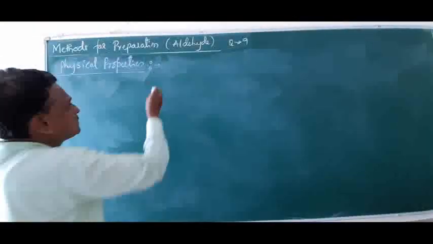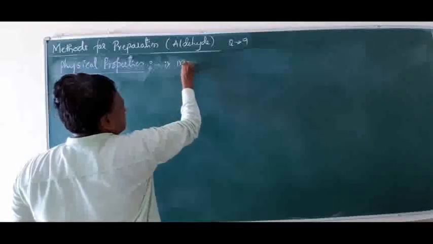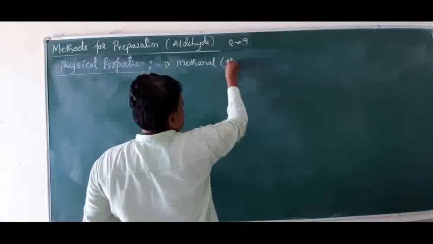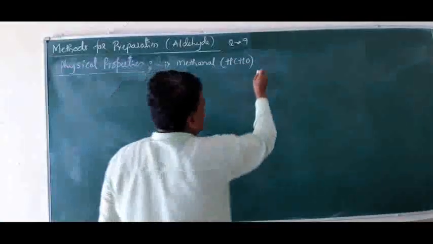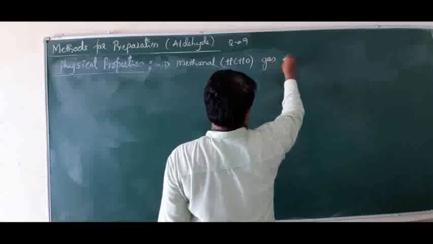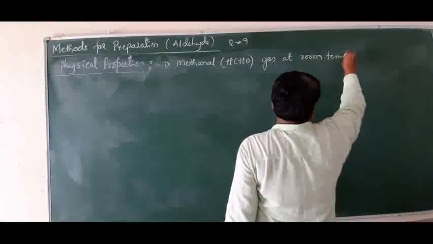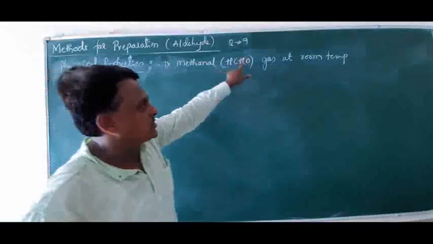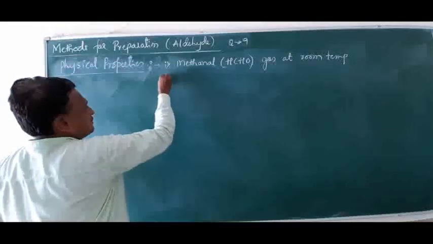They are very simple. The first one in our syllabus, I think all of you know, is methanal, with formula HCHO. Methanal is available in the form of gas at room temperature. I repeat, friends, methanal, formaldehyde or HCHO, is a gas at room temperature. This is the first physical property.